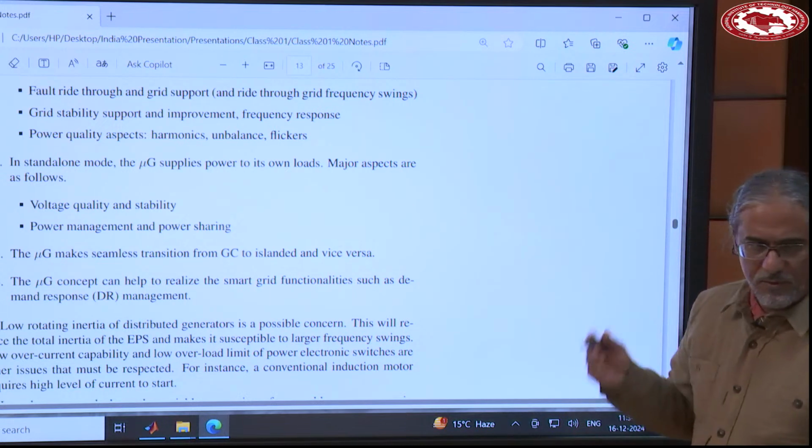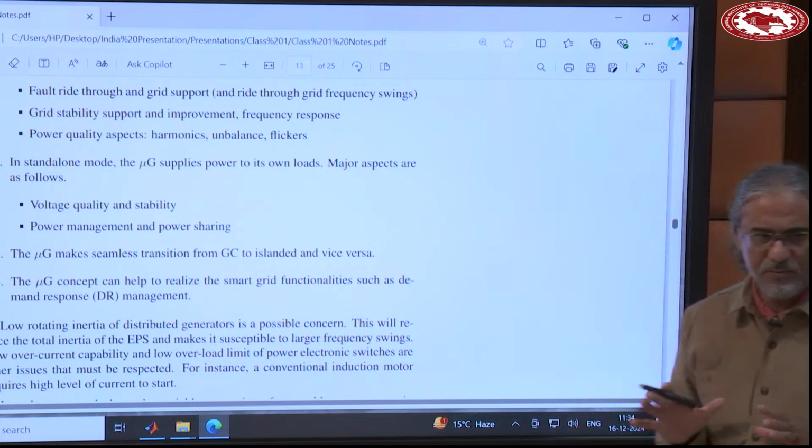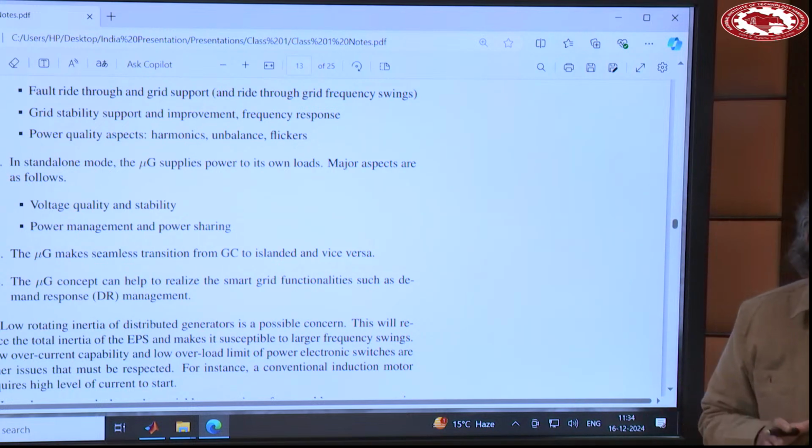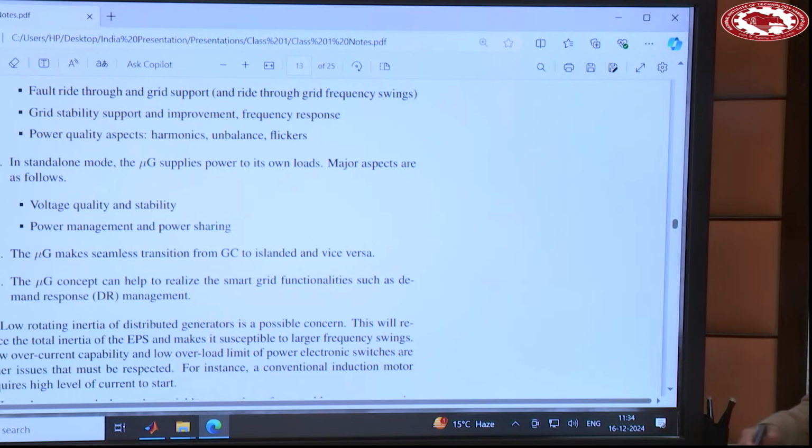Now, if you look at these properties, if we can manage to have them, these are very nice properties, right? And then it will solve a lot of the problems that we just talked about in terms of managing distributed energy resources.